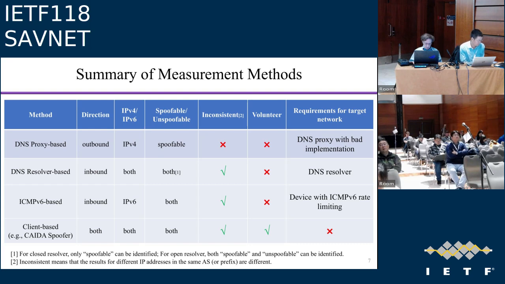The inconsistency means the results of different IP addresses in the same AS or the same IP prefix are different. Because DNS proxy-based cannot identify unspoofable, it cannot classify into inconsistent, but the other three can do it. Client-based needs a volunteer in the target network to run the software, so it cannot be used for a large-scale measurement. But the other three can be used for measurement remotely. But they have some requirements for the target network, such as a DNS proxy with bad implementation, a DNS resolver, or devices with ICMPv6 rate limiting.